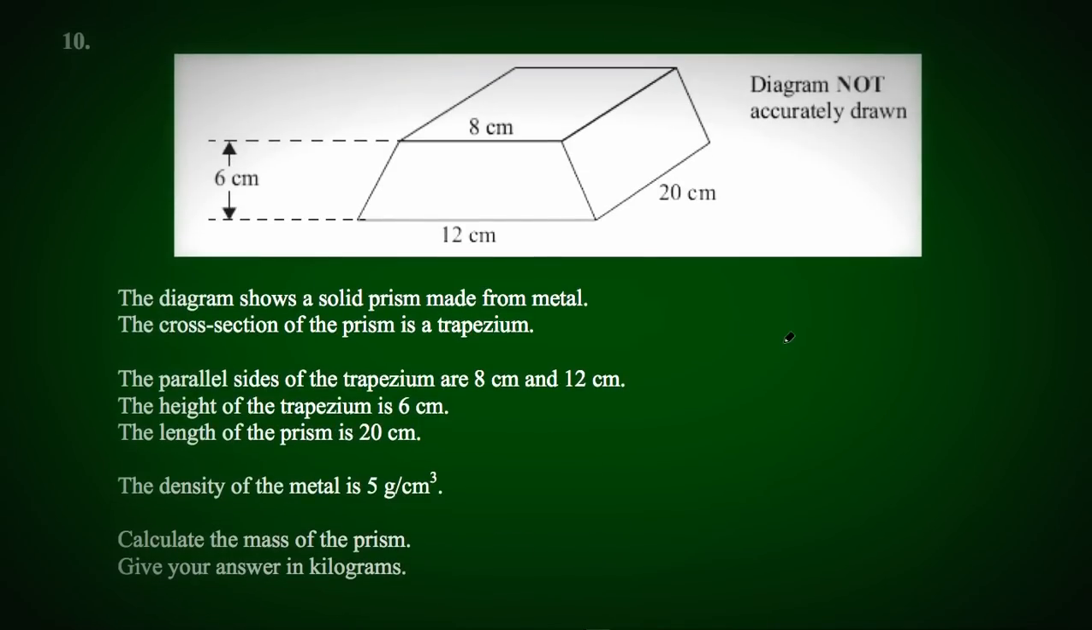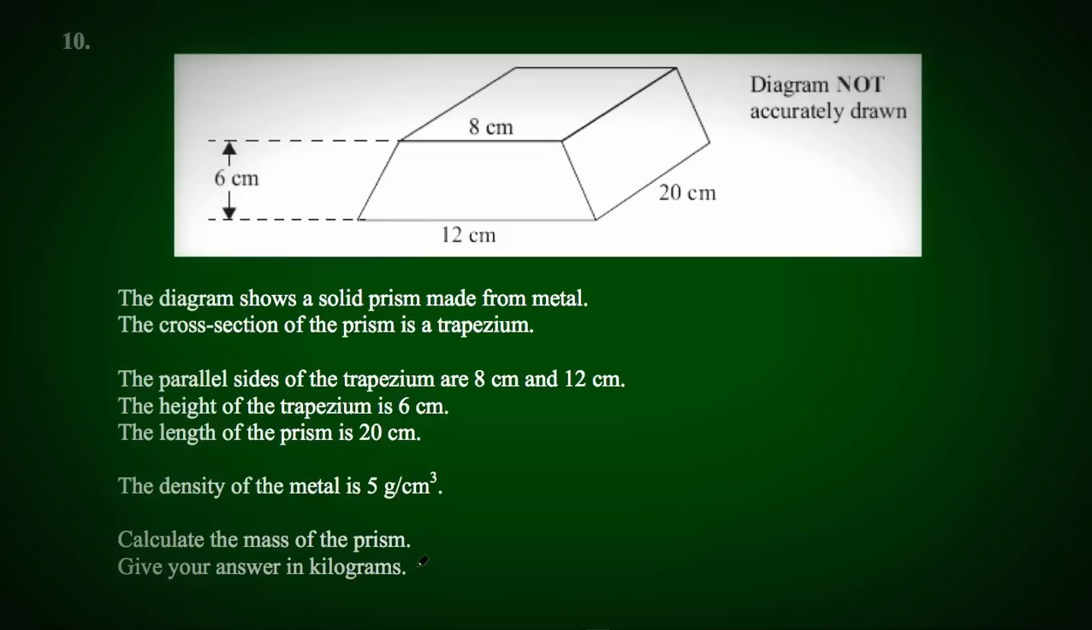Question 10. The diagram shows a solid prism made from metal. The cross-section of the prism is a trapezium, which we can see here. The parallel sides of the trapezium are 8 and 12 centimeters, and the height of the trapezium is 6 centimeters. The length of the prism is 20 centimeters, and the density of the metal is 5 grams per centimeter cubed. Calculate the mass of the prism, giving your answer in kilograms.